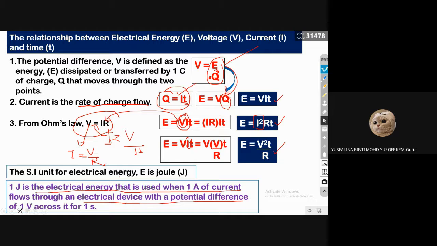So it is the energy that is used when 1 ampere of current flows through the electrical device with a potential difference of 1 volt across it, and the time for it to flow is only 1 second. So that is what is meant by 1 joule here.